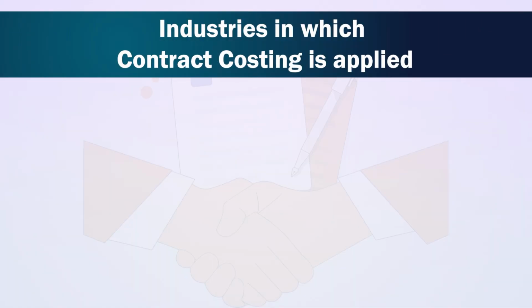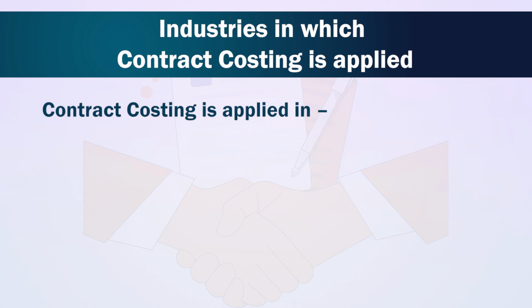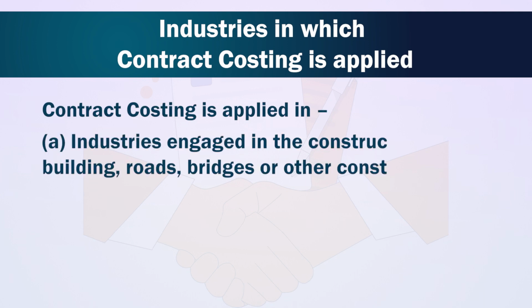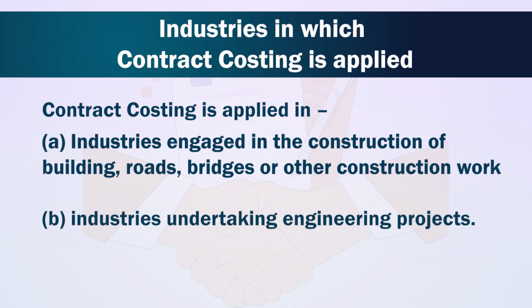Let us understand industries in which contract costing is applied. Contract costing is applied in number 1, industries engaged in construction of buildings, roads, bridges or other construction work, and number 2, industries undertaking engineering projects.